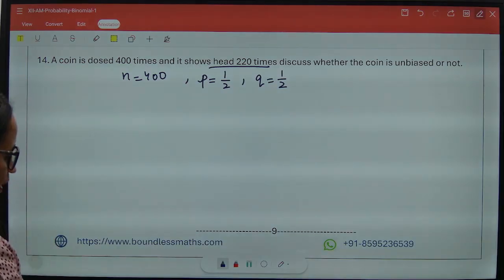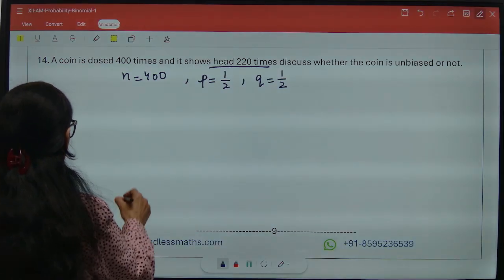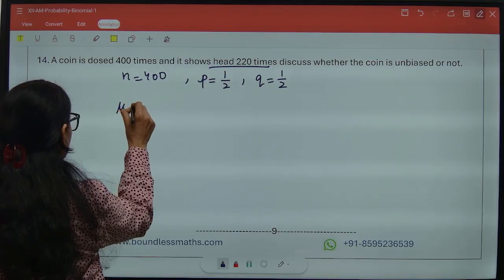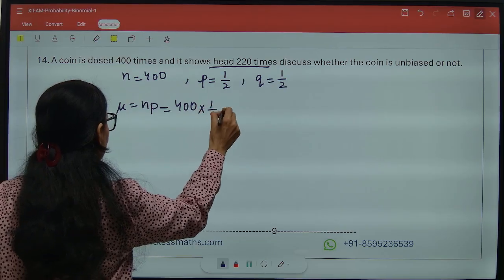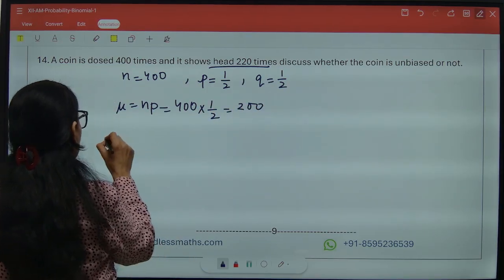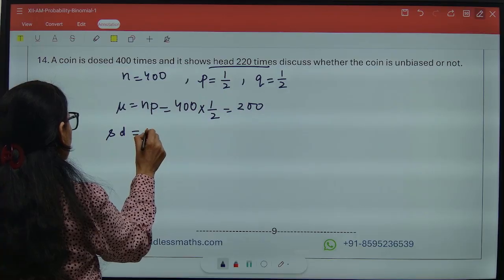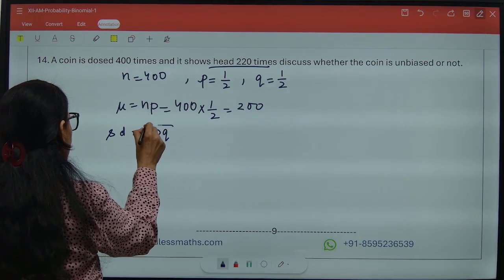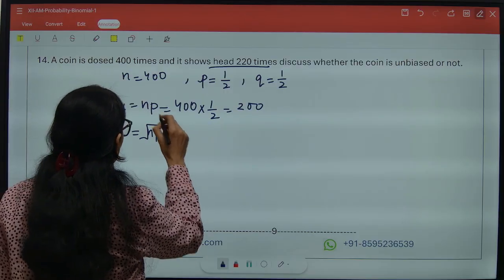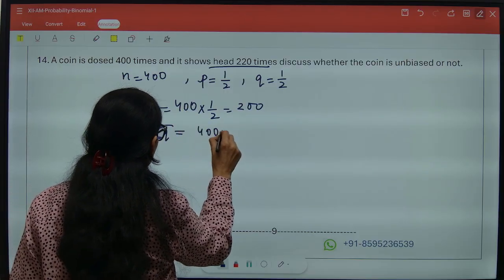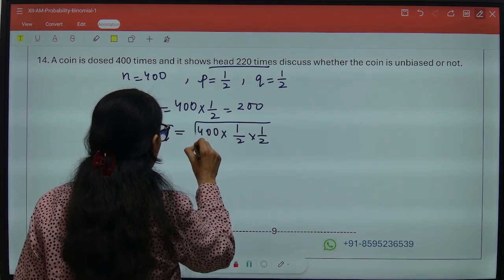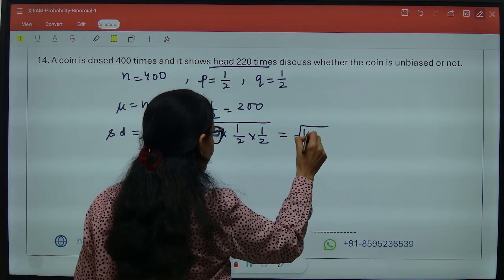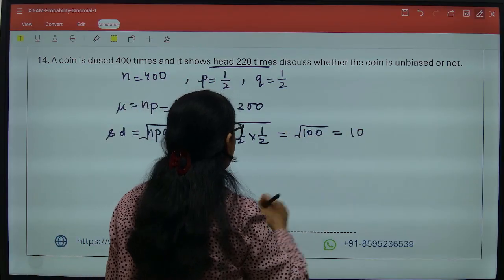And let's first find the mean and standard deviation. So the mean here is going to be equal to np, that is 400 into 1 by 2, that comes out to be 200. What is the standard deviation? Standard deviation is square root of npq. So it is going to be square root of 400 into 1 by 2 into 1 by 2. So it is square root of 100 and that comes out to be 10.